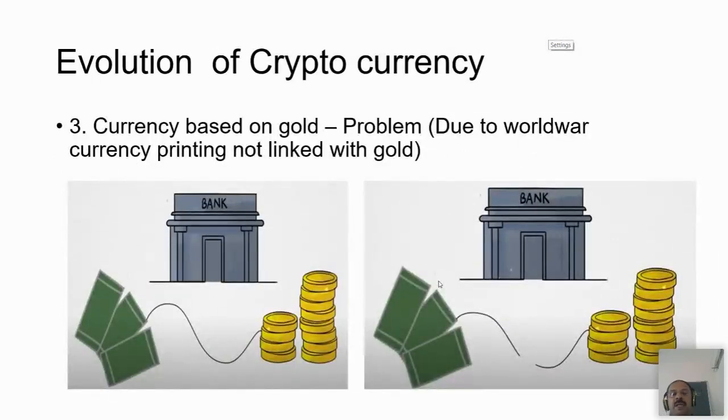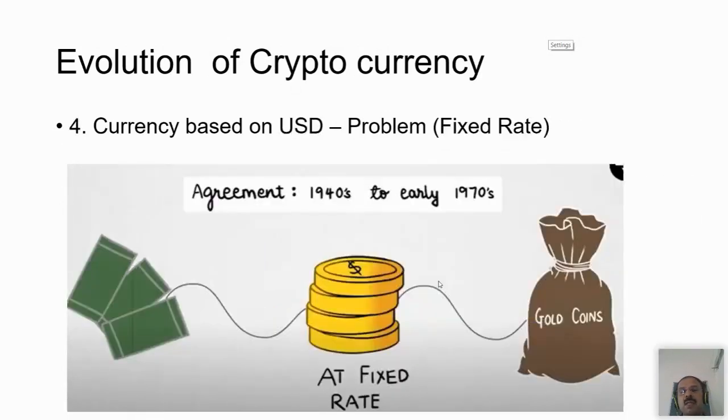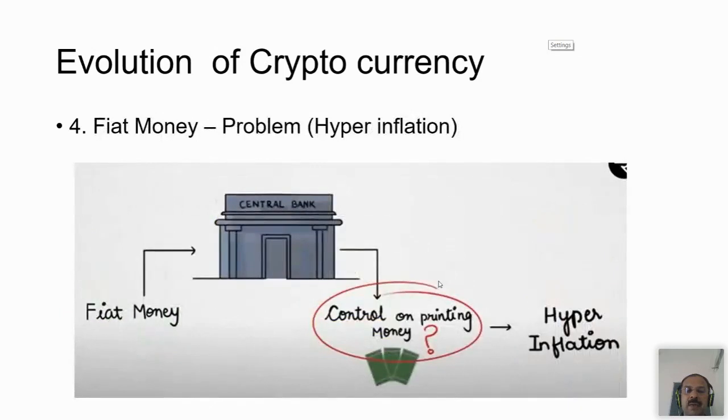Earlier, the government used to deposit gold somewhere, and when they wanted to print the equivalent amount of currency, they would put that much gold deposit and then print the currency equivalently. Then they fixed the US currency, the USD, at a fixed rate, and started evaluating with reference to the USD. That is what ran from 1942 to 1970.